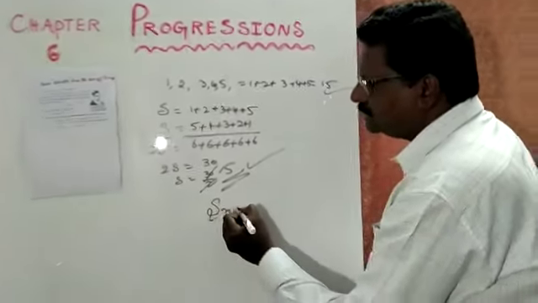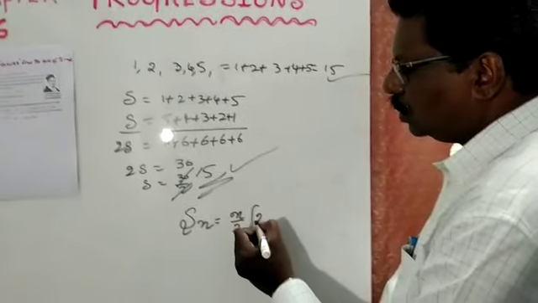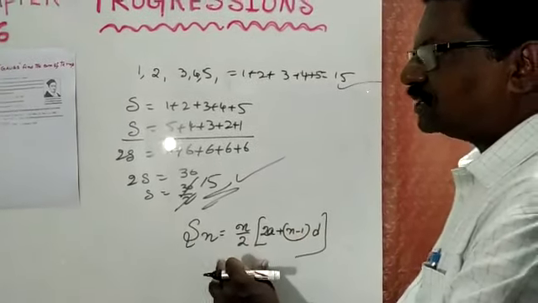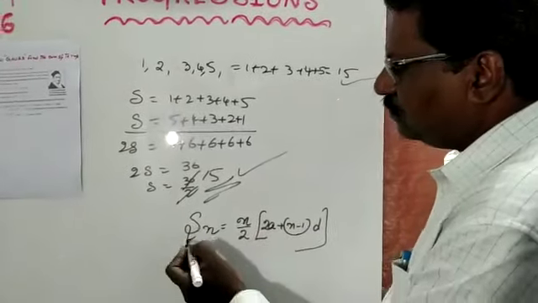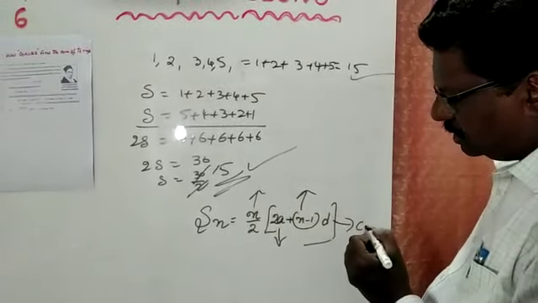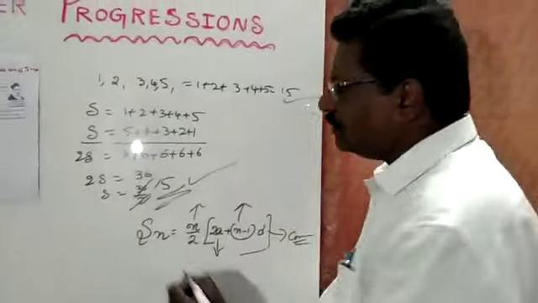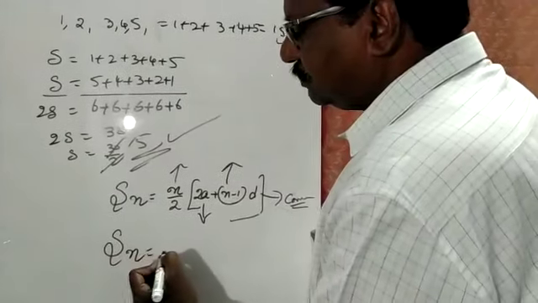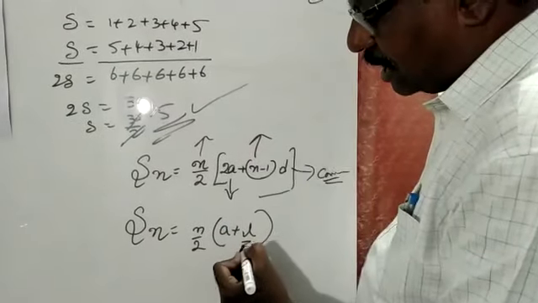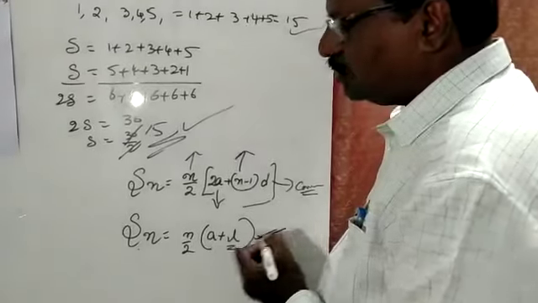Sn is the sum of the n terms. Sn is equal to n by 2 of 2a plus n minus 1 into d. This is the formula for the sum of the n terms. Here n is the number of terms, a is the first term, d is the common difference. You know it already. So next, when you know the last term, the sum of the n terms, Sn is equal to n by 2 of a plus l, where l is the last term. When you know the last term, you have to use this formula.